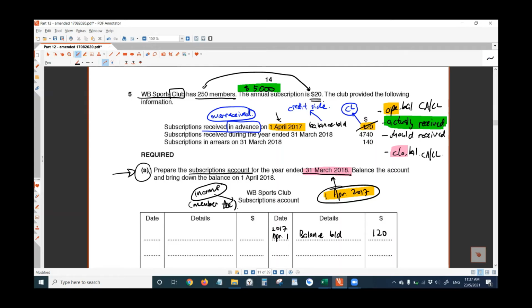Subscription received during the year ended 31st March 2018. Don't think that this is the closing balance, even though they have the year end here, because they don't have the word 'at' or 'on'. That means this line is what? It says subscription received during the year.